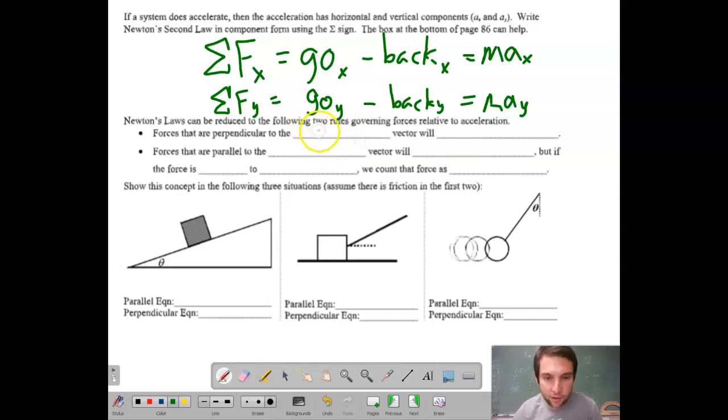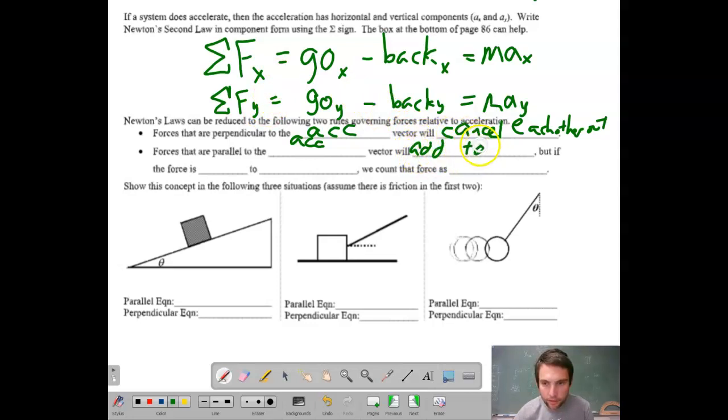Forces that are perpendicular to the acceleration vector will cancel each other out. Forces that are parallel to the acceleration vector will add to the net force, ma. But if the force is opposite to the acceleration vector, we're going to count that force as negative.